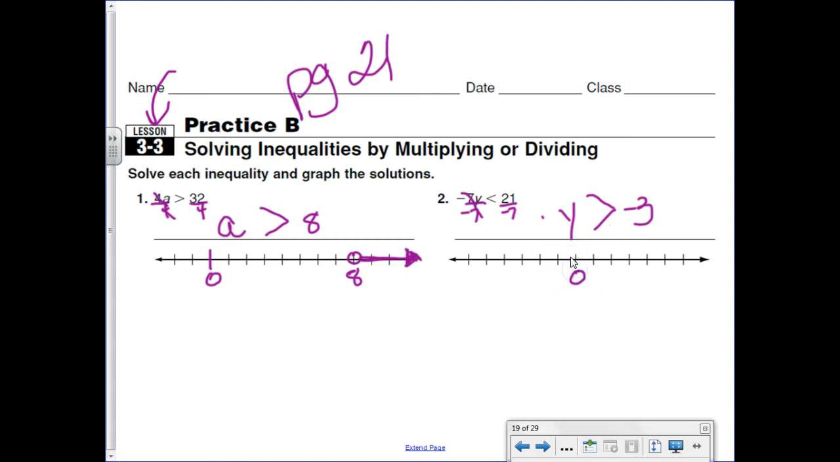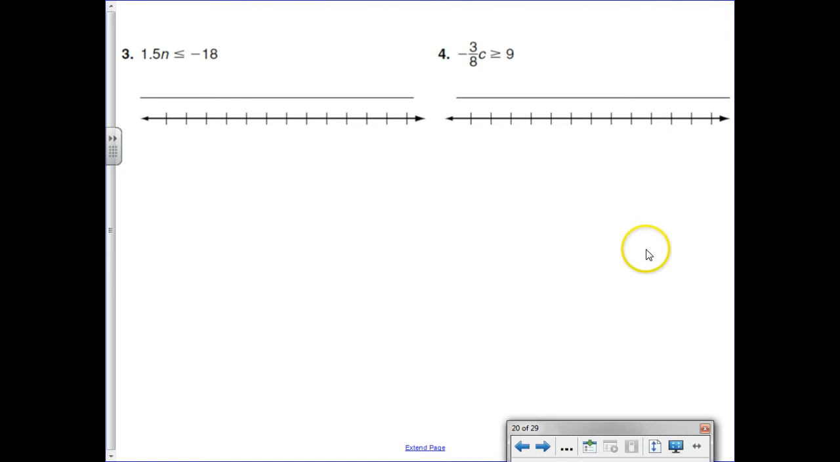So if I say this is 0, boom, boom, boom, this would be -3. I should have an open circle, and then I'm going to shade greater than, which means to the right, put a big old arrowhead on there. We're good to go. Let's look at the next one.